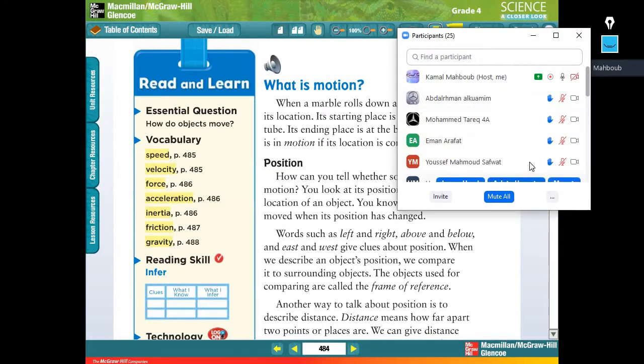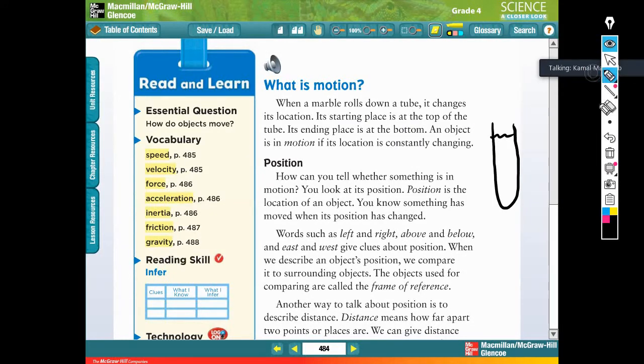Now I want Yusuf to read. Yes, Yusuf. For this example here, guys, suppose that we have a ball and a tube, and inside this tube we have liquid. When you release the ball, it will reach the bottom of the tube. From the top to the bottom of the tube, that is the changing of location. Changing of location means that we have motion. Motion is location changing. Changing in location means changing in position, which means motion.